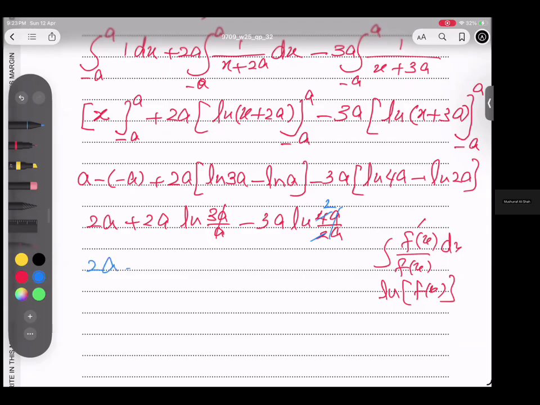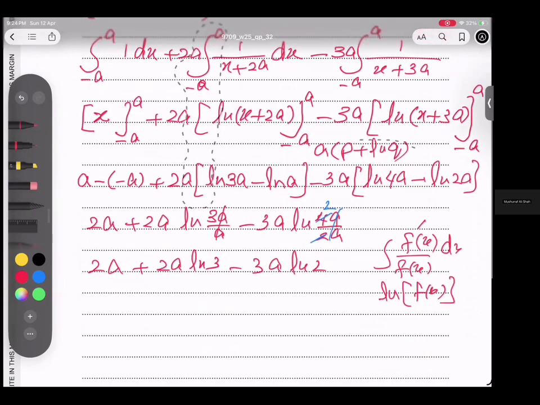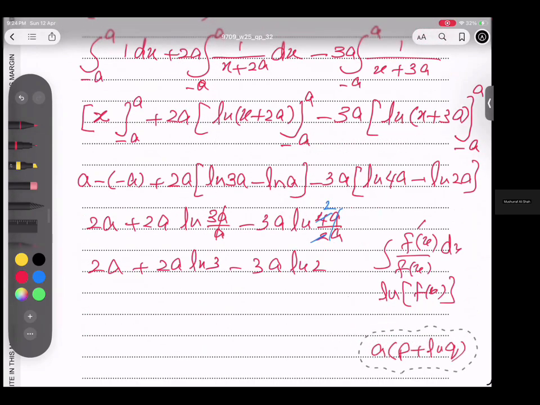So 2a plus 2a logarithm 3 and minus 3a logarithm 2. But we have exactly this form, so let me write a outside, p plus ln q. We are looking for this form, students. Our target is this one.